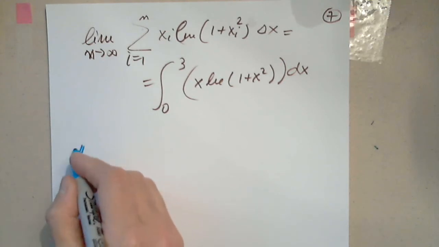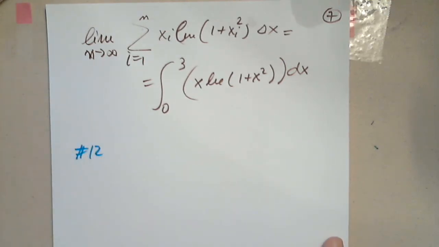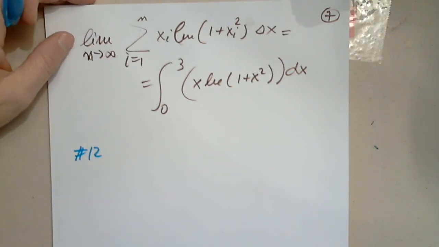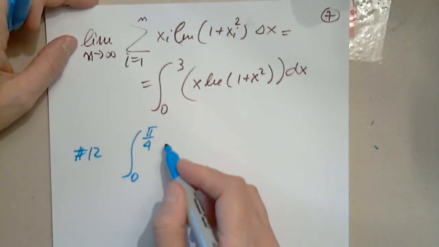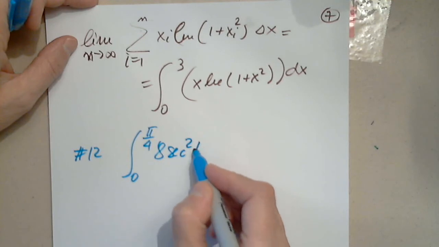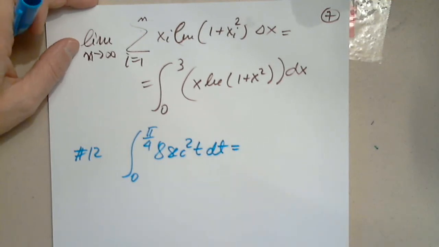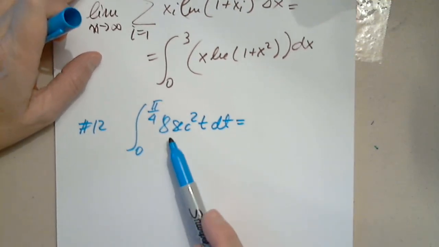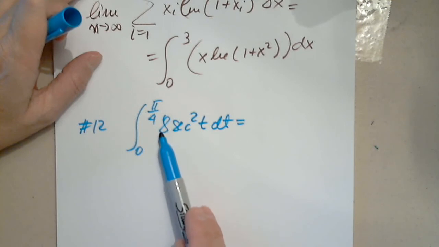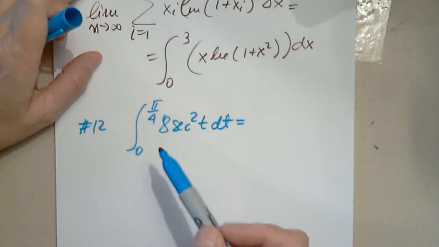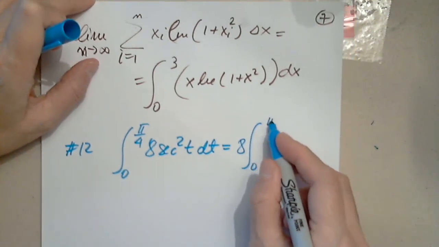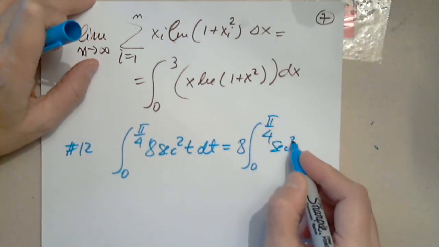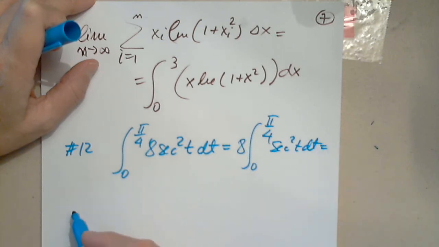Let's take a look. You want me to copy your problem or my problem? Your problem. The integral from 0 to pi over 4 of 8 secant squared t dt. We know one of the properties is that if there is a constant in front of the function, the constant can be put in front of the integral from 0 to pi over 4 of secant squared t dt.